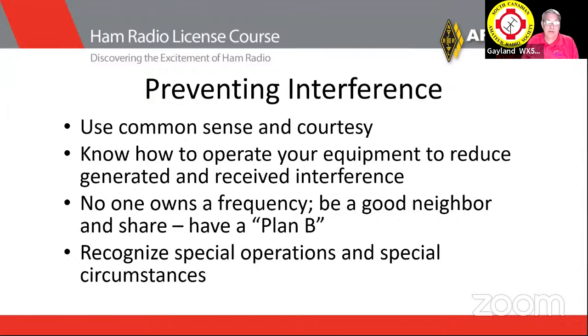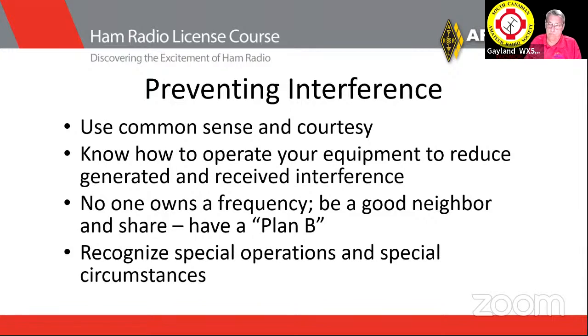Don't be the person that causes interference, whether it's willful or not. Easiest way, use common sense with your operating. Know how to operate your equipment. Know what generates interference. Remember that nobody in amateur radio owns a frequency.